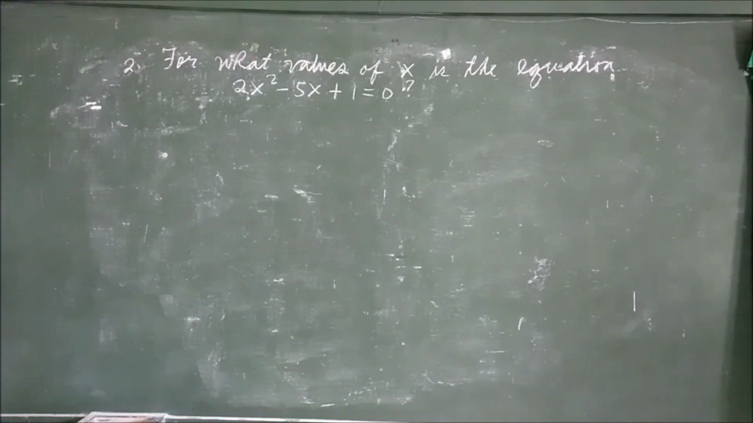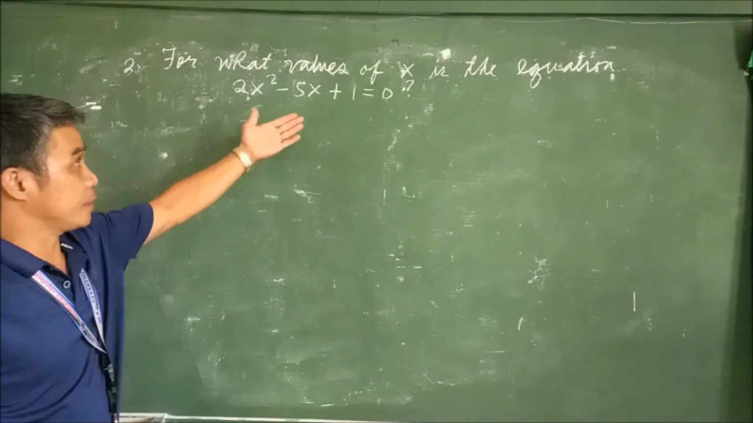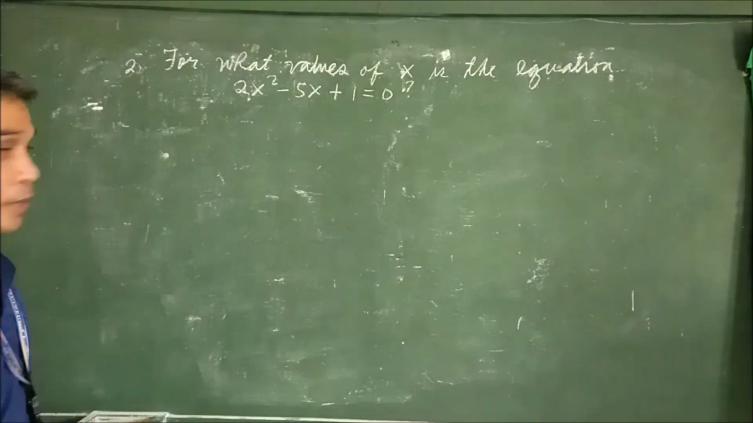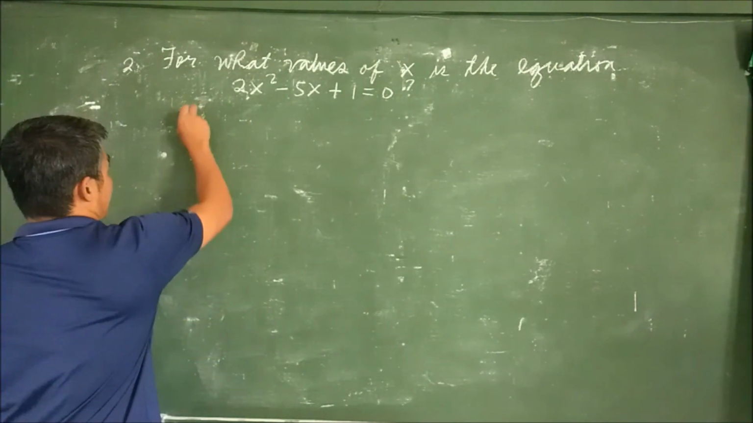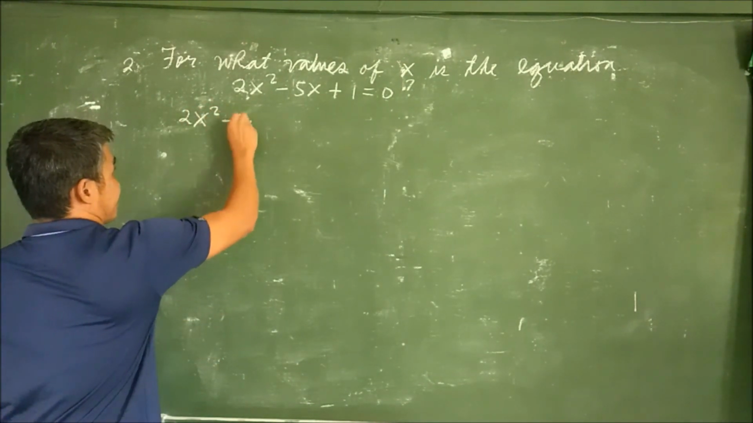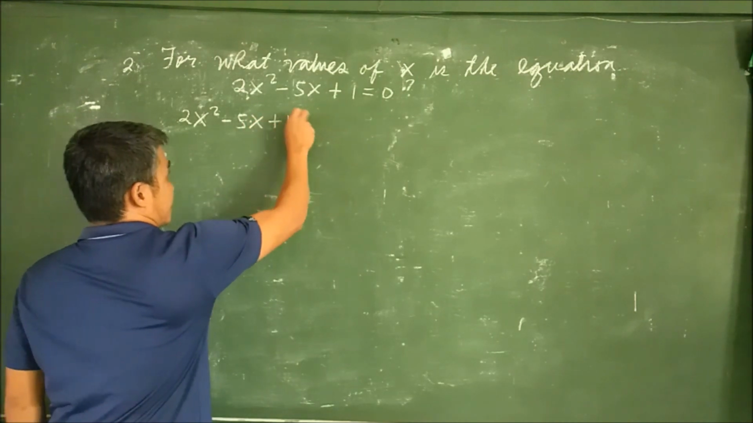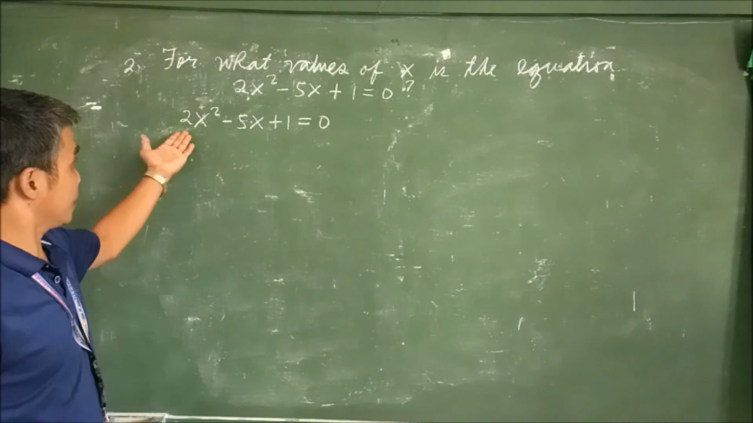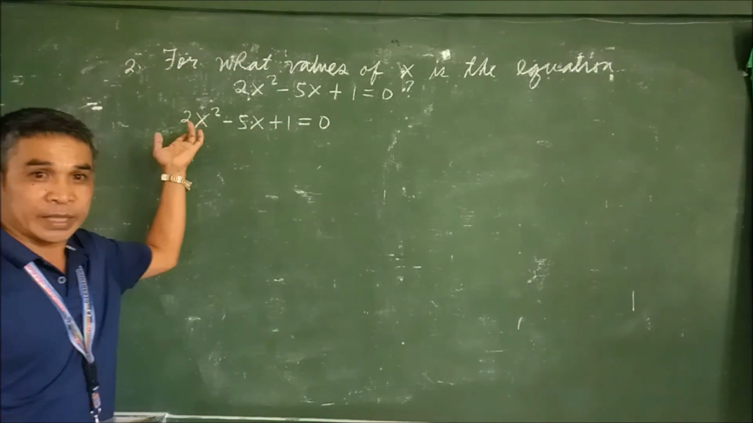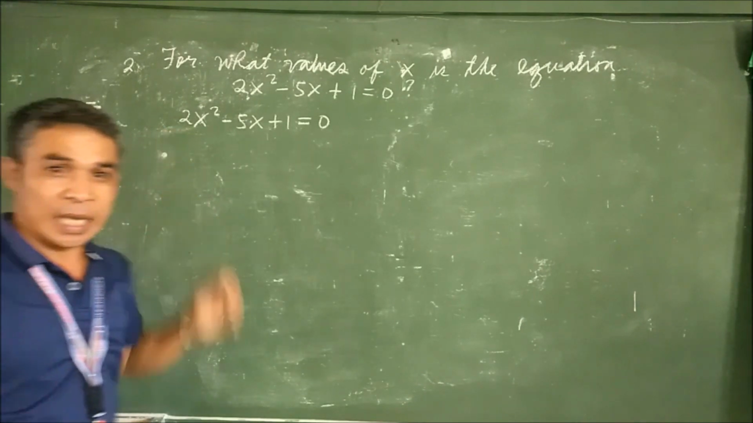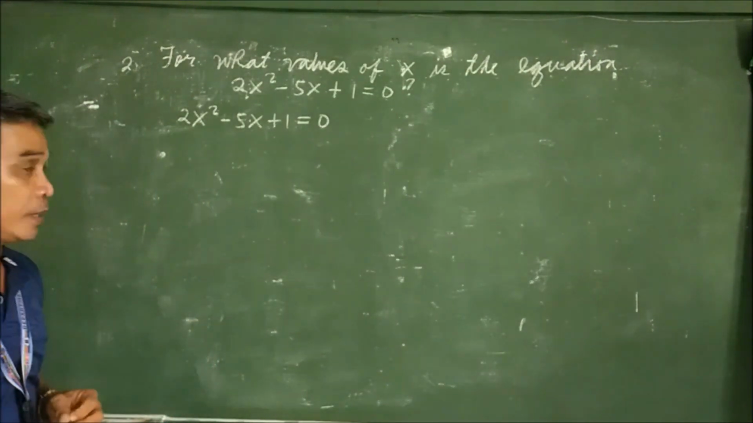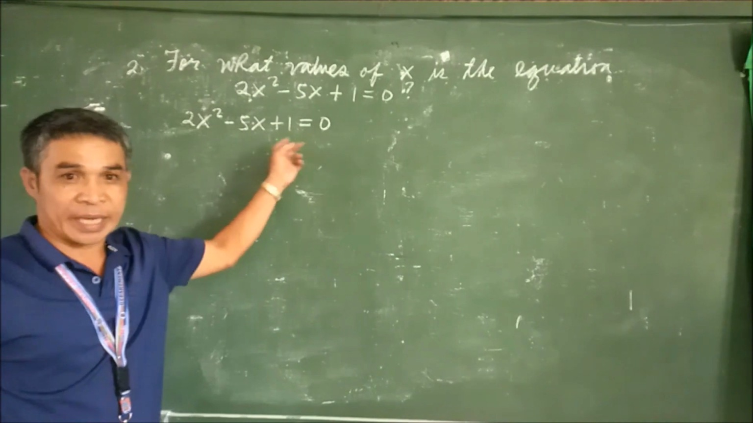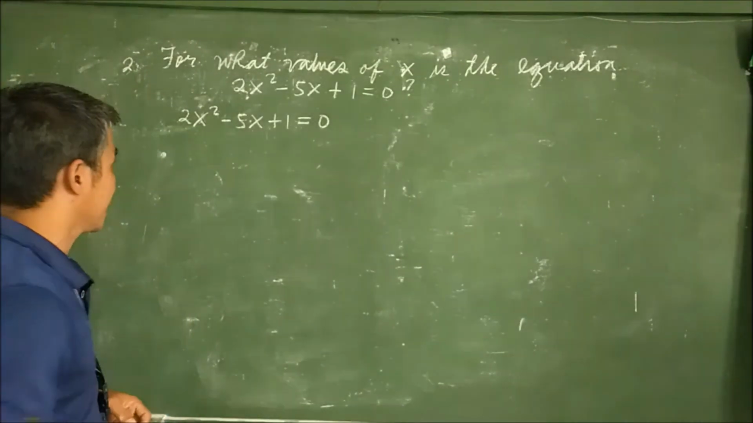Okay, number 2 example. For what values of x is the equation 2x squared minus 5x plus 1 equal to 0? Okay, first, i-rewrite natin yung problem, that is 2x squared minus 5x plus 1 is equals to 0. Then makikita natin yung x squared natin ay mayroon siyang numerical coefficient na higher than 1 or greater than 1. Kaya kailangan natin i-divide both sides of the equation by 2.